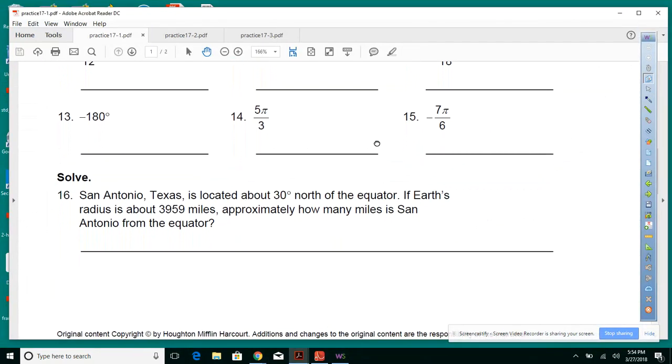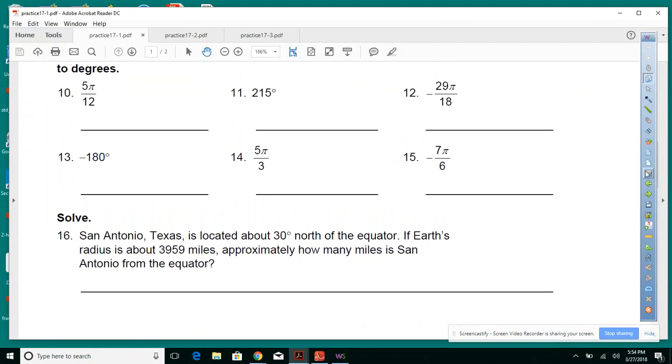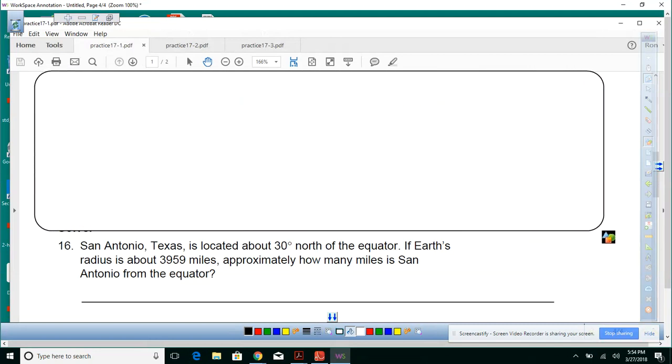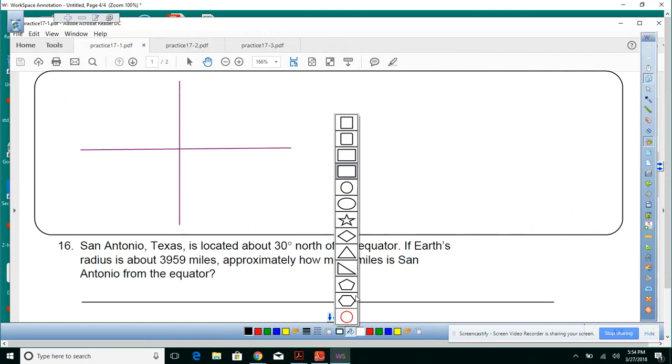San Antonio, Texas is located about 30 degrees north of the equator. If Earth's radius is about 3,959 miles, approximately how many miles is San Antonio from the equator? Okay, so let's see here. I think first what I need to do is draw a little picture here, because I always work better with a little visual. I'm not sure why, but I do.